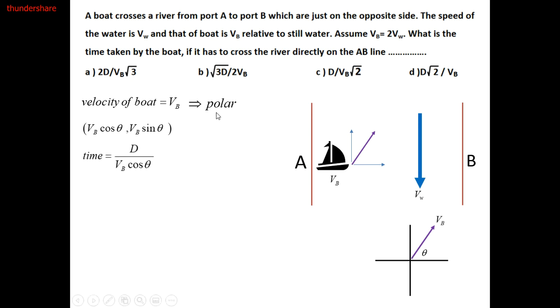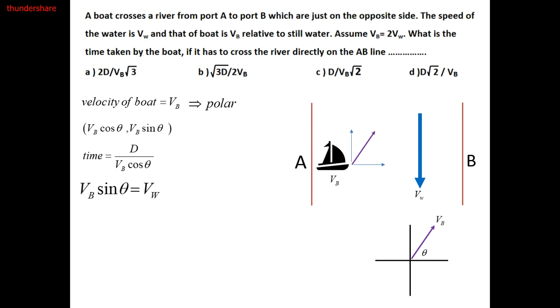So time equals distance over velocity. So time equals the distance, which is d. He didn't mention that the distance is d, but you can easily conclude it from the choices. So time equals d over velocity, and of course the velocity must be the horizontal component, which is VB cosine theta, because we are dealing with the rectangular form.